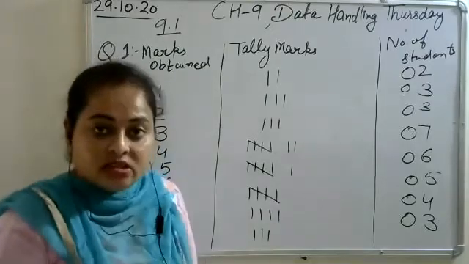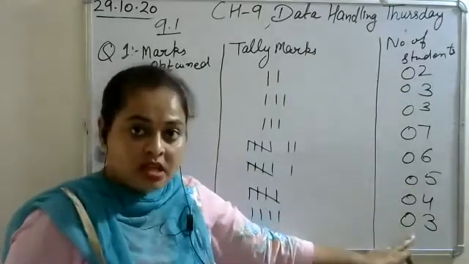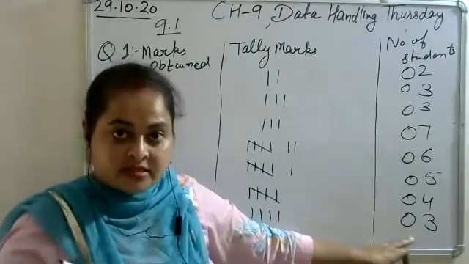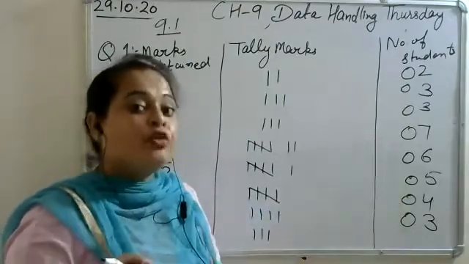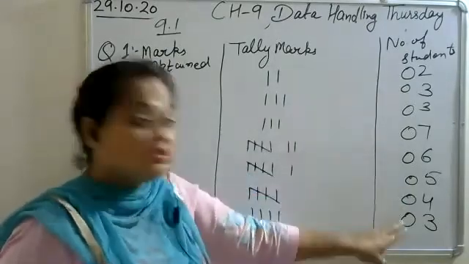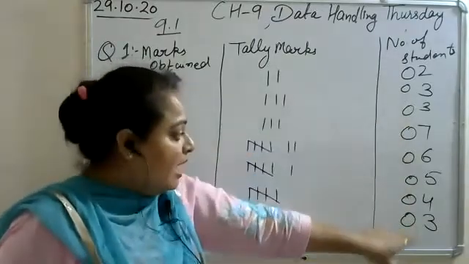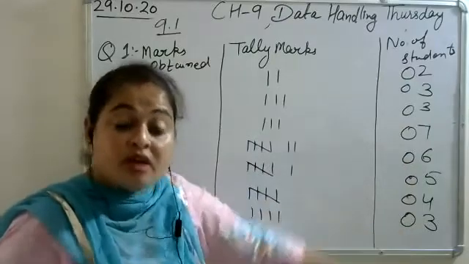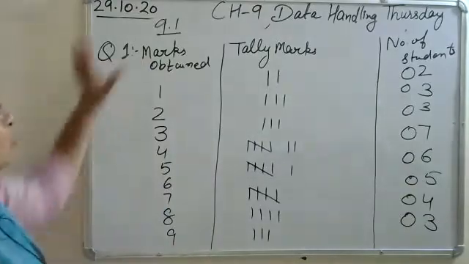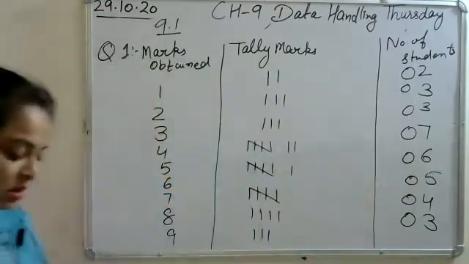To check that this is correct or not, add it. And after addition, if you get 40, it means this is correct. But if you get less or more, then it means this is wrong. So to check, add it, and it must equal 40 because the number of students is 40 in the book. Okay. Now this is organization.